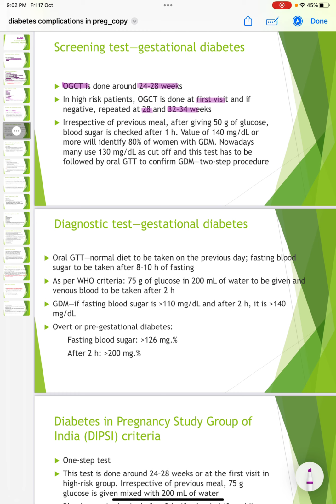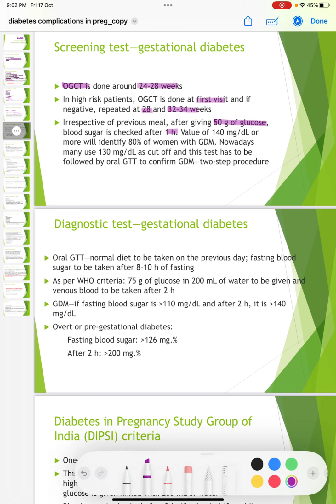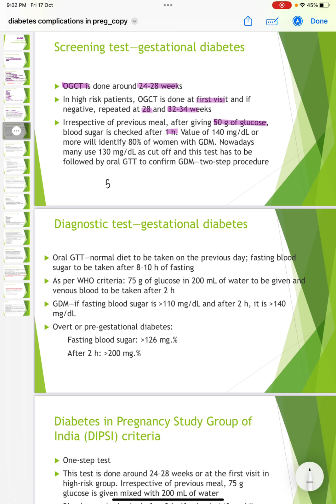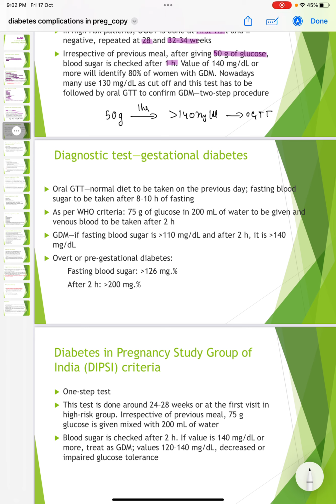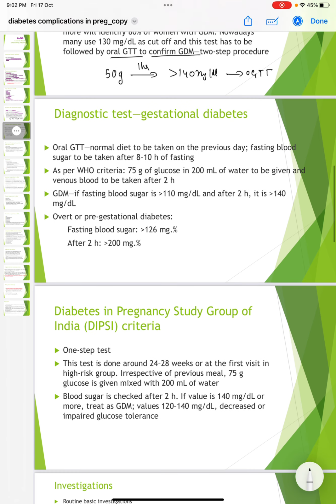First it is the challenge test where you give 50 gram of glucose. After 1 hour check the blood glucose. If the value is more than 140 mg per dl, that means it is GDM. So you will give 50 gram and after 1 hour you will check. If it is more than 140 mg per dl, you will proceed with OGTT, oral glucose tolerance test. Nowadays they are using a cutoff of 130. So after that you have to follow it with oral GTT to confirm GDM.